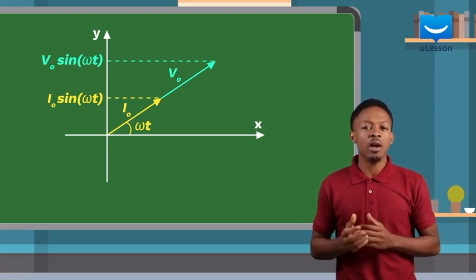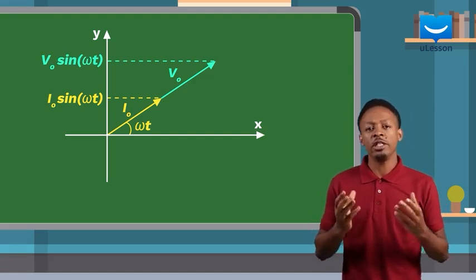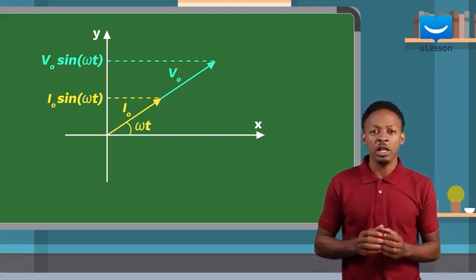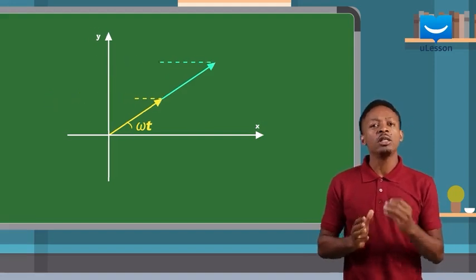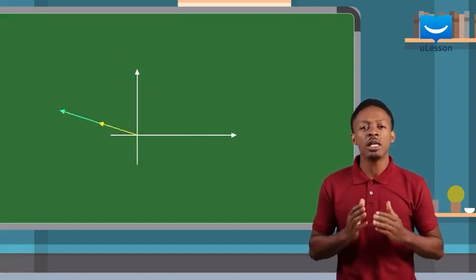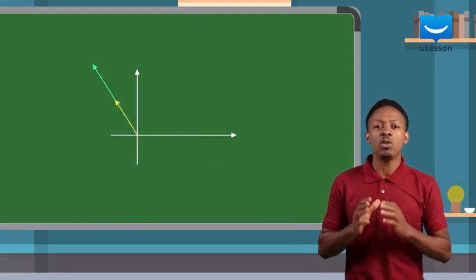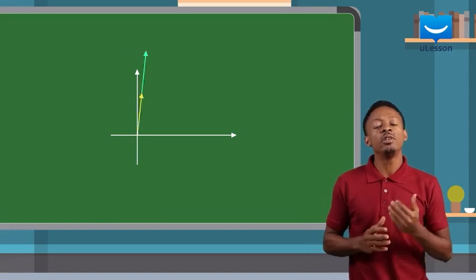And since they lie on a single line, we know that I of t and V of t are in phase. So as the current with respect to time, I of t, and the voltage with respect to time, V of t, rotate, the two vectors will lie on the same line. And this is a nice visual representation that will come in handy when we start analyzing circuits that have resistors and other components.